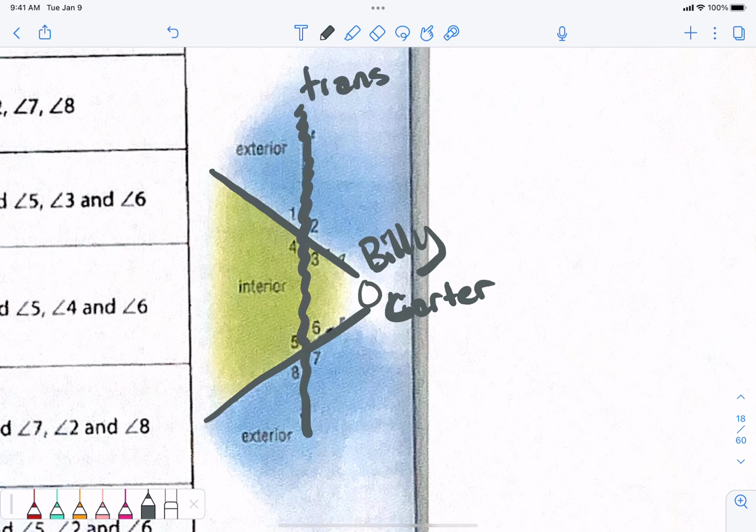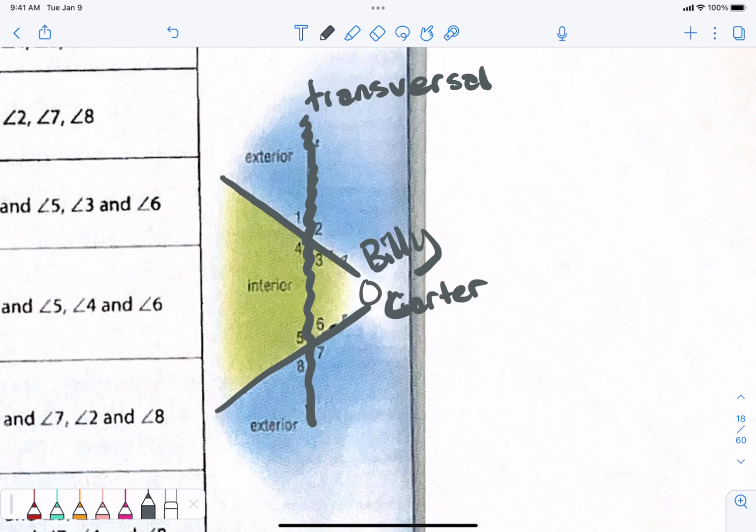transversal. They will ask you for things like that. Transversal. Write that down. So we still have those two lines, and we have a transversal going through them. This is on the front, on that diagram. So Billy, Carter, and our transversal.